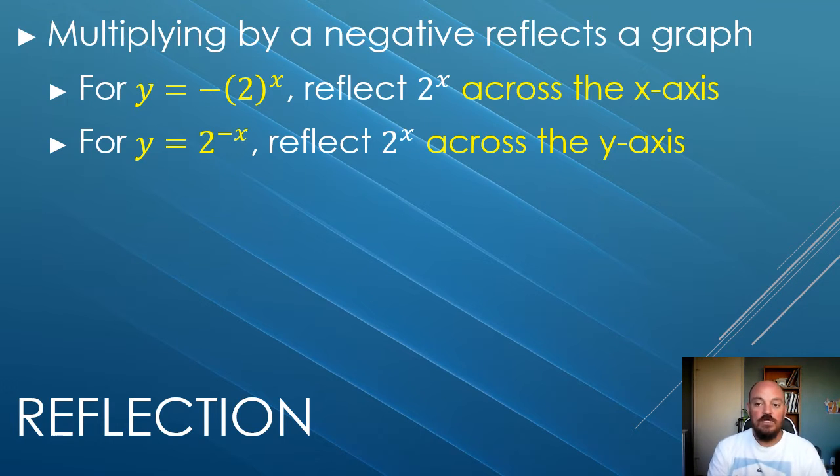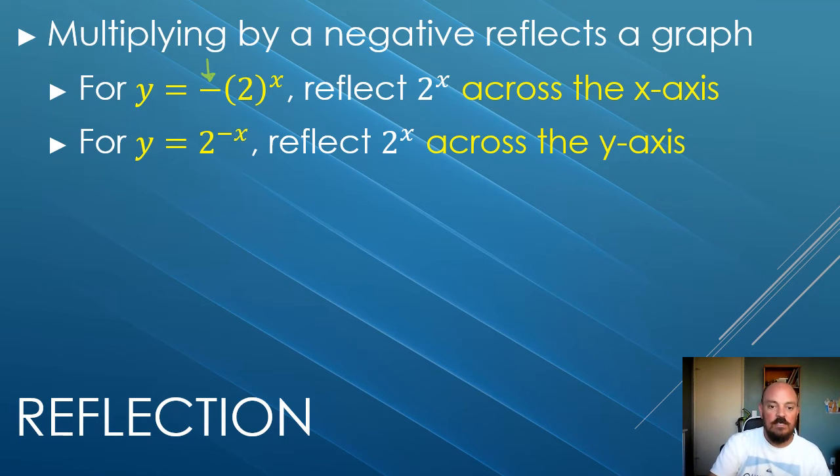Okay, our second transformation is a reflection. Reflection comes from multiplying by a negative. So I'm going to do 2 to the x again. Now if you notice on the first function, I took the 2 to the x and I multiplied by a negative outside the function. Now remember, that's always up and down.